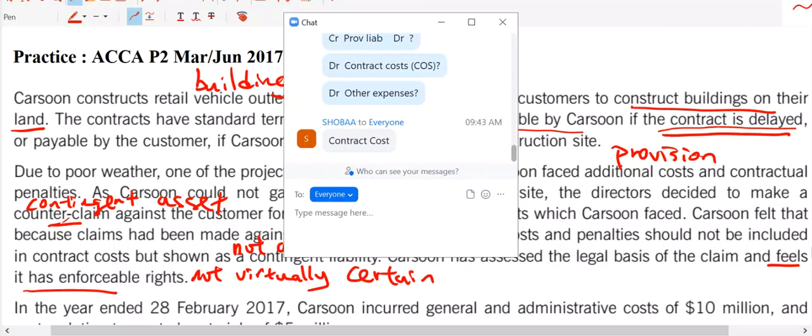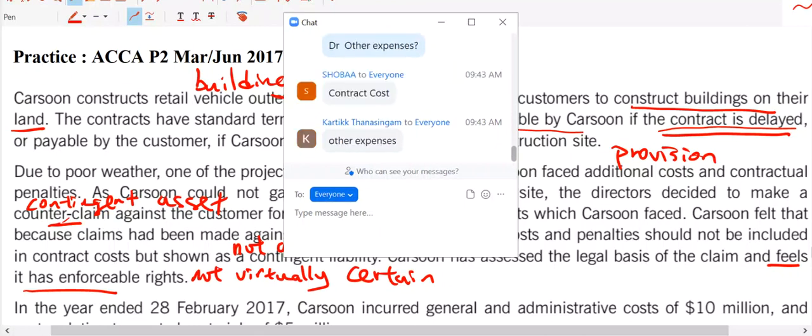Anyone else have any thought, any opinion? Karthik says other expenses. So I would like to hear from both of you. Shubha, what do you say is contract cost? And Karthik, what do you say is other expenses? I'd appreciate it if, when you give me the answer, it is accompanied by an explanation. Because with just two words like that, I don't know whether it's a wild guess or you really know the answer. So let's hear from Shubha and Karthik their own reasons, why one says contract cost and why one says other expenses, which contradict each other.